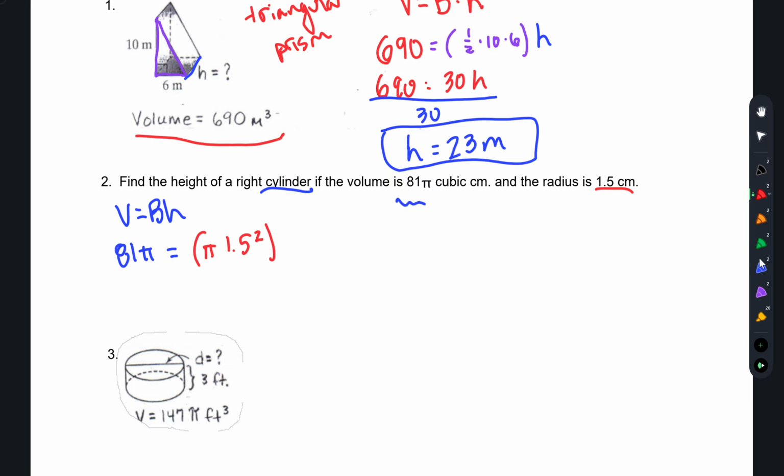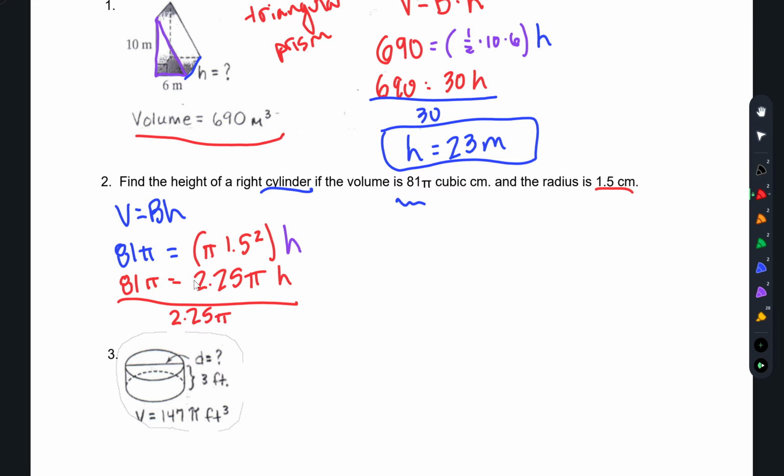And then times the height, which we do not know for this problem, so I'm going to leave it as h. I'm going to do a little bit of simplifying. 81 pi equals 1.5 squared, which is 2.25 pi, times h. And then I'll divide everything by 2.25 pi.